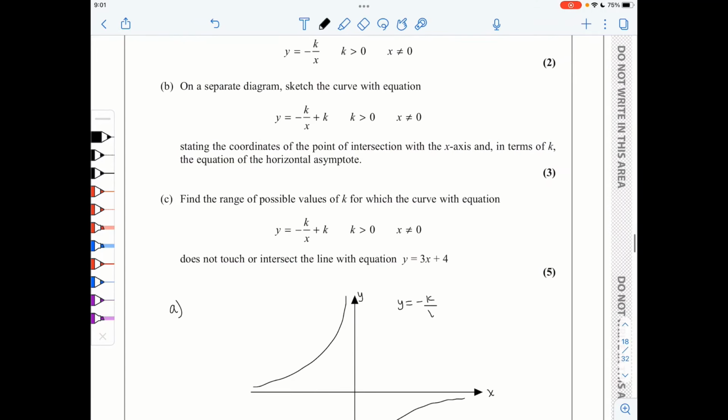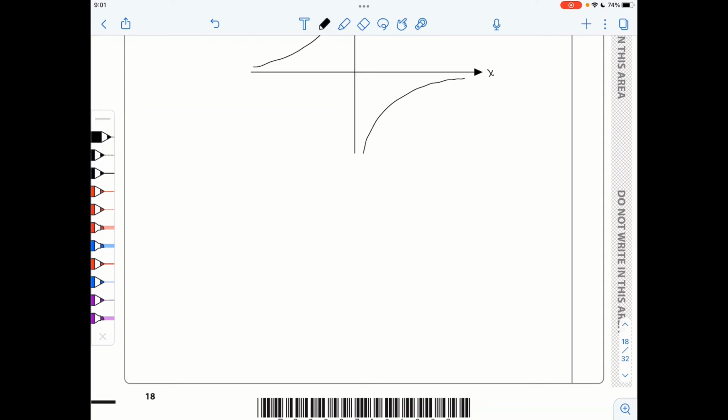And then on a separate diagram, sketch the curve with this equation, which is simply a translation k units up. So I know that the horizontal asymptote, which was originally the x-axis, has now moved by k units upwards, and it's now at y equals k. So it will look something like this.